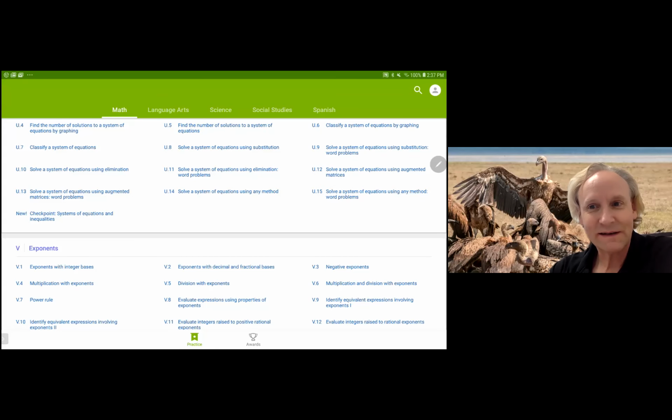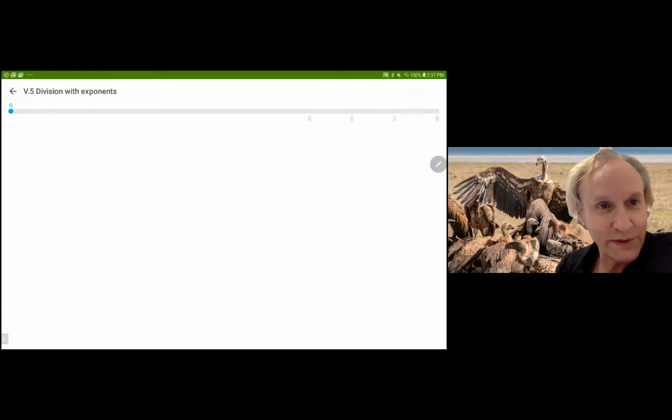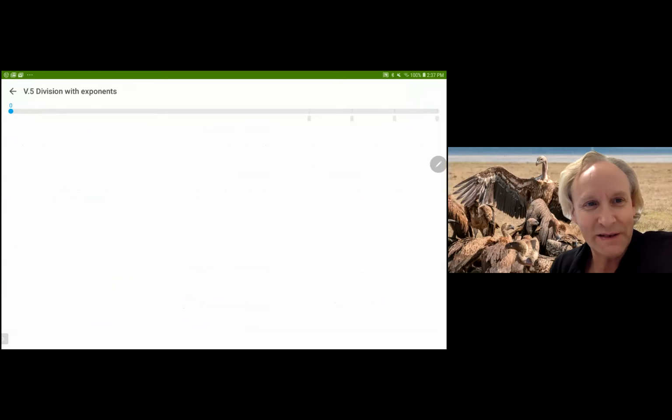Okay, everybody, we're still in section V from Algebra 1, as you can see from my friends there behind me. We're going to look at V.5, which is division with exponents. I did not preview it, so here we go. Let's take a look and see what we got.